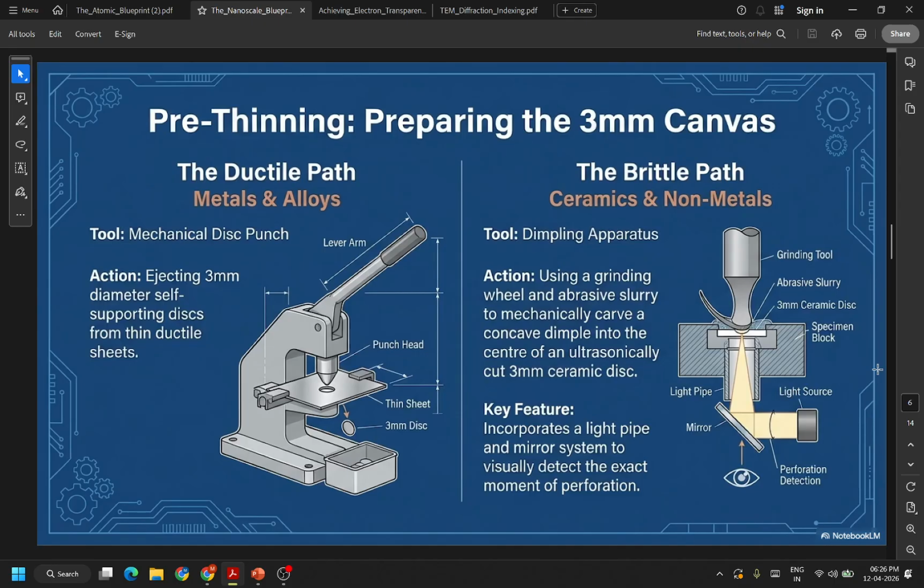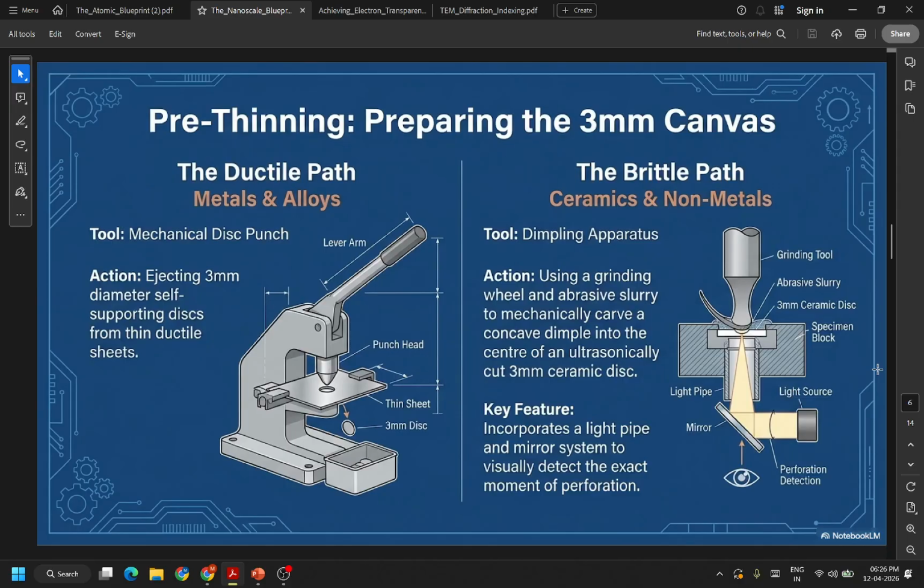So then pre-thinning. That is preparing the 3 millimeter canvas. For ductile things like metals and alloys, we use a mechanical disc punch, which cuts out a 3 millimeter disc from your thin sheet. So it ejects a 3 millimeter diameter self-supporting disc from thin ductile sheets. Whereas for brittle materials like ceramics and non-metals, we use dimpling.